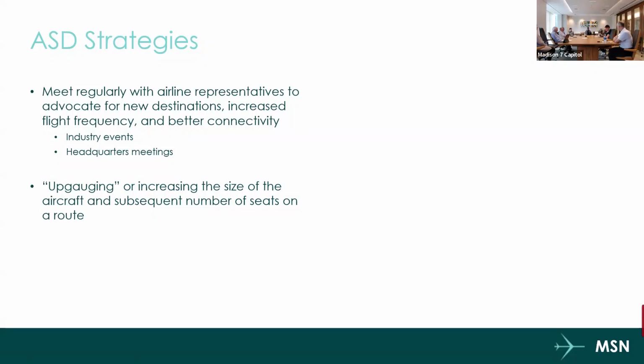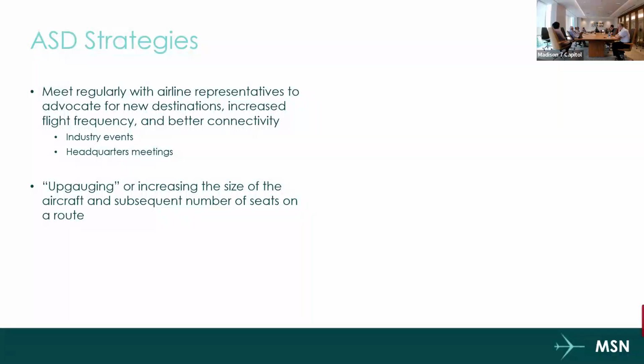Another strategy, like I mentioned earlier, is upgauging, or increasing the size of aircraft and subsequent number of seats on a route. So we provide airlines with data for passenger demand, regional growth, and economic impact to make the case for expanded service. The golden goose egg that we're striving for is obviously new routes, new destinations, but we'll take little wins wherever we can get them, whether it's upgauging an aircraft from a CRJ7 or 9 with about 76 seats to an A320 or a Boeing 737 with 180 seats. That's a win for us.